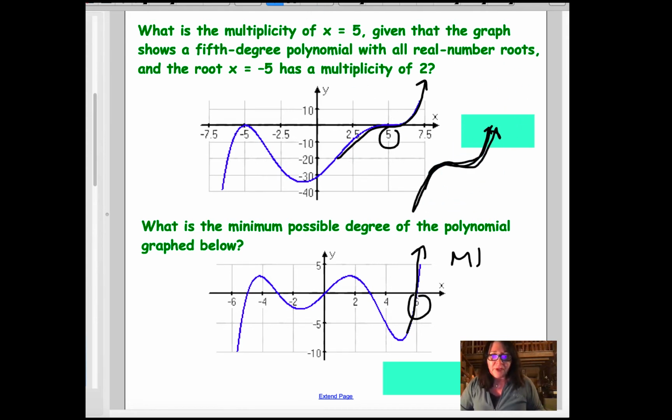Okay, so that would be fifth degree with all real number roots. The root at negative 5 has a multiplicity of 2. Okay, so that's going to bounce off. So they want to know, what's the multiplicity of 5? We know it's a fifth degree, so that would be x to the fifth power.